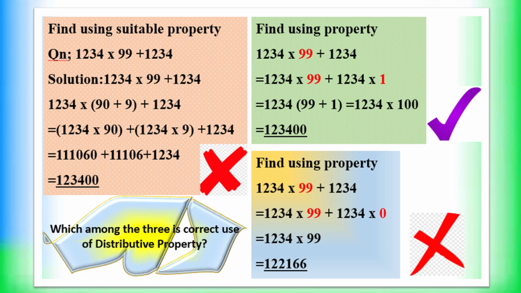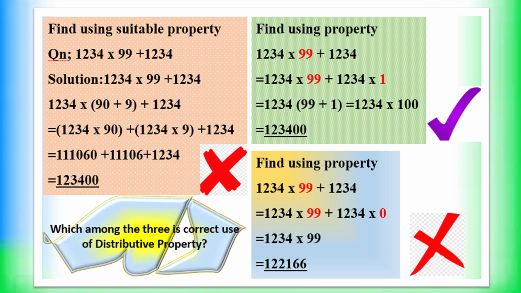Moving on to the second, adjacent on the right side, find using property. Here also, as the question is the same, we go for distributive property. And here we need to visualize that the product of 1234 with 99 when added to itself, 1234, it is one more time that number getting multiplied. So it is into 1. So that is identified and rightly written.